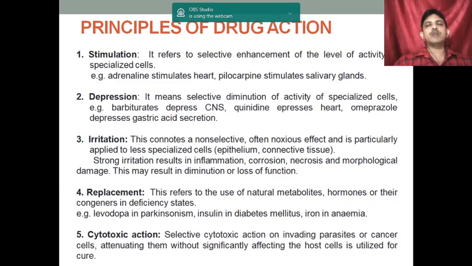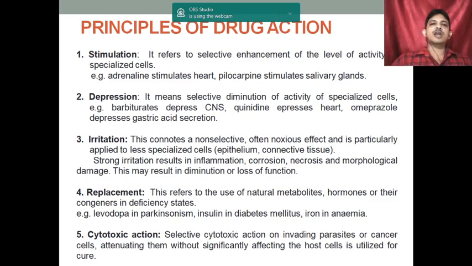Before going to pharmacodynamics, what is meant by pharmacodynamics? As we already studied, pharmacodynamics refers to the mechanism of drug action. What does it mean? After administration of the drug, what is the role of the drug, how is the drug modifying the disease condition, or you can say the body's pathogenicity, and producing the action.